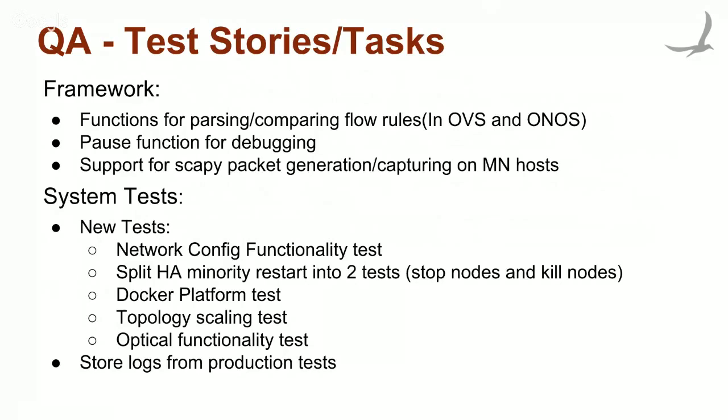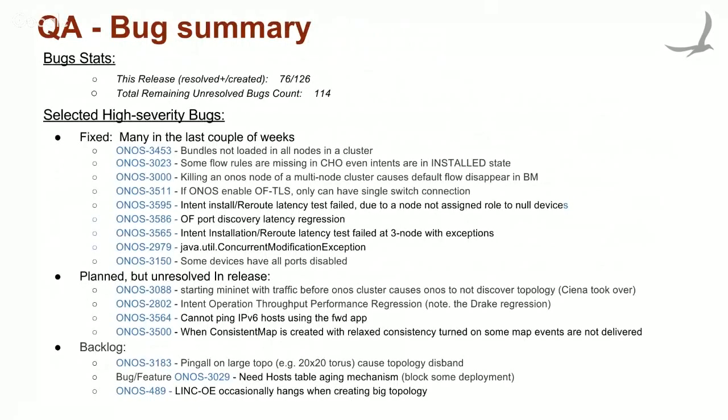Great, thanks, John. And then bug summary too. Just want to get a quick summary of all the bugs that's up to date. So this release, we created 128, and resolved and closed 76. What's remaining in Jira today on the bug count is 113.